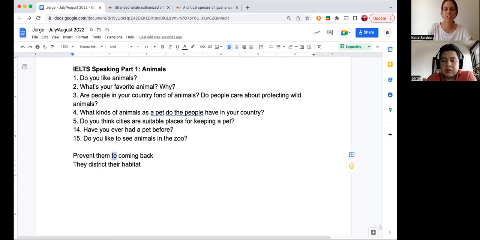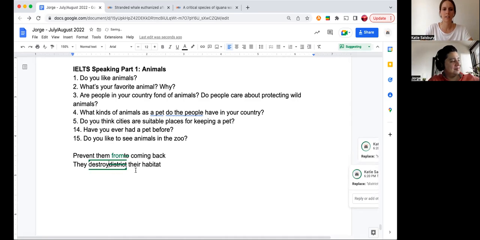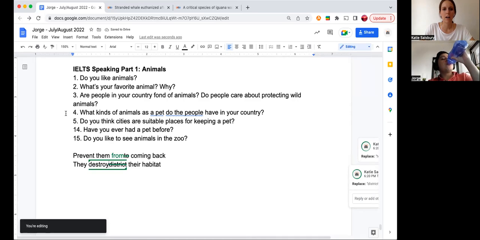So the preposition here is from: prevent from. And they destroy their habitat. Good. What kinds of animals do people have as pets in your country?